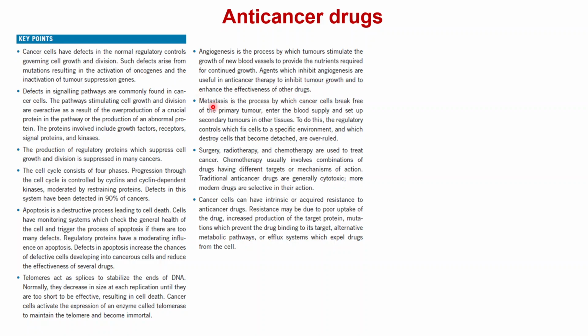Metastasis is the process by which cancer cells break free of the primary tumor, enter the blood supply, and set up secondary tumors in the tissues. To do this, the regulatory controls which fix the cells to a specific environment and which destroy the cells become detached and overrun. Surgery, radiotherapy and chemotherapy are used to treat cancer.